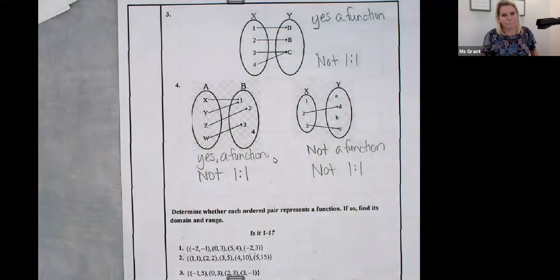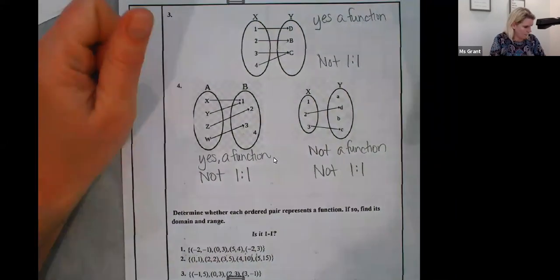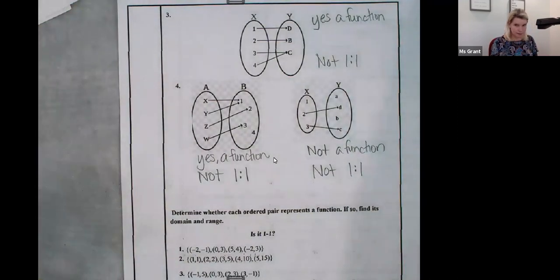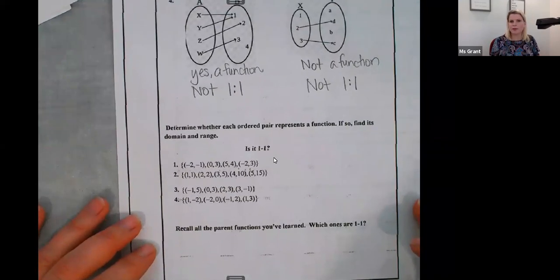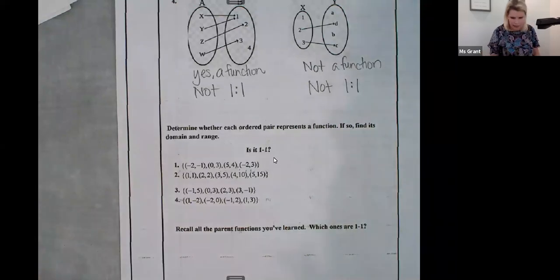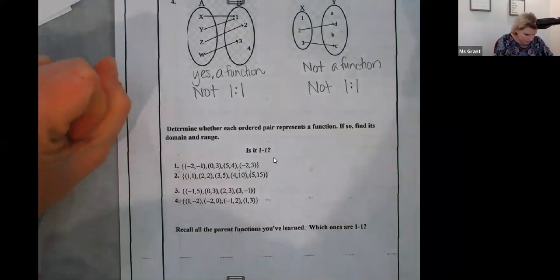Okay? All right. So here we go. Now we're going down and we're looking and seeing which one of these is a function. Find the domain and range. Okay? So I'm going to do just scanning. You want the x's to be different.